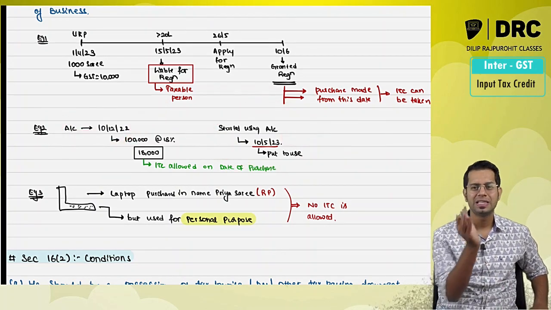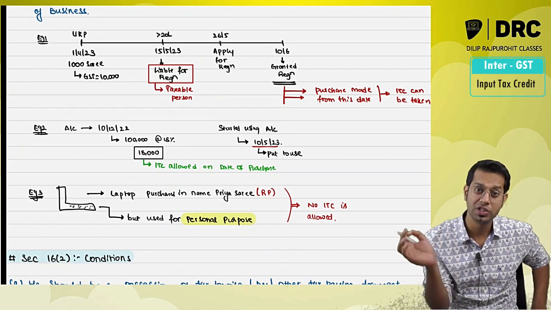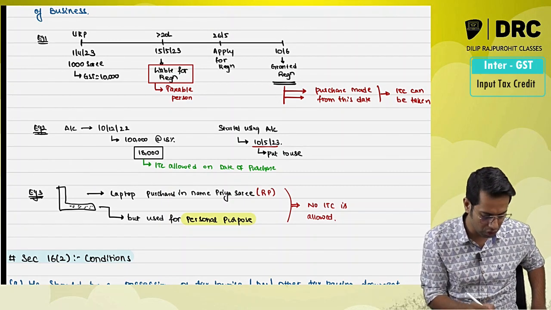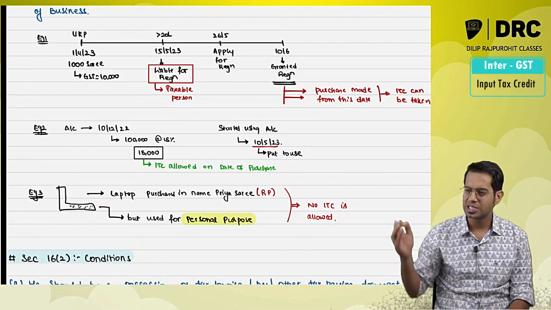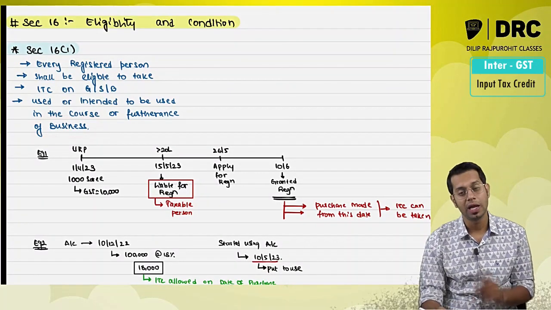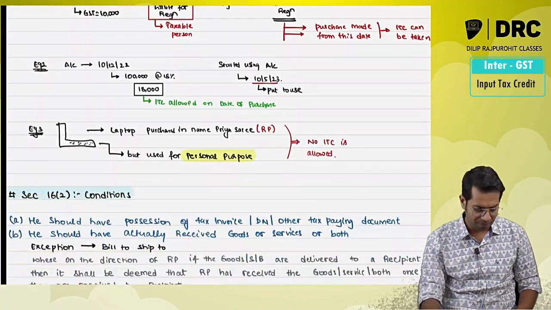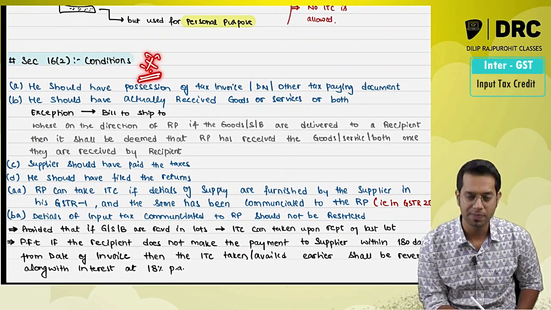Under GST law, it says you can take input tax credit on goods or services or both which are used by you or intended to be used by you in the course or furtherance of business. So if you purchase anything for your personal purpose, you cannot take input tax credit. Why? It should be used or intended to be used in the course or furtherance of business. Section 16 subsection 1. Now the important amendments are with respect to these conditions.